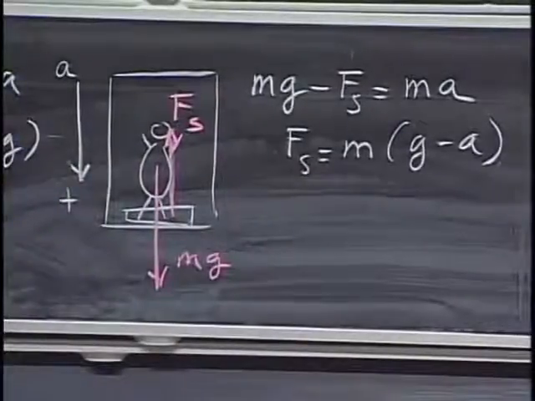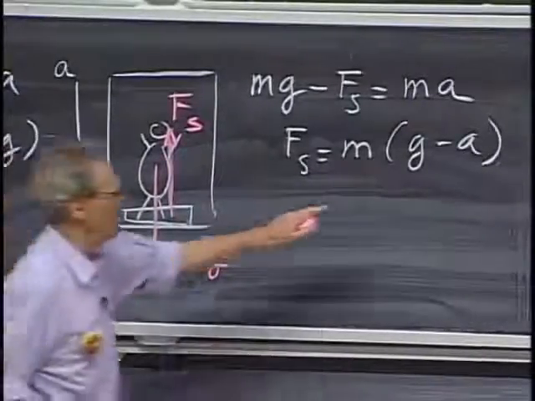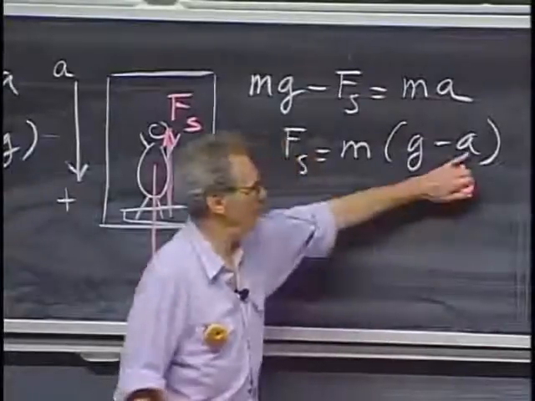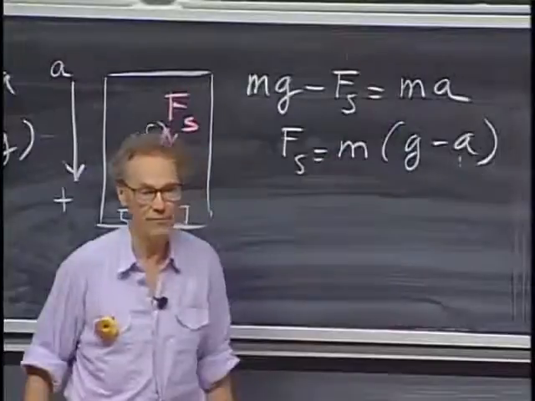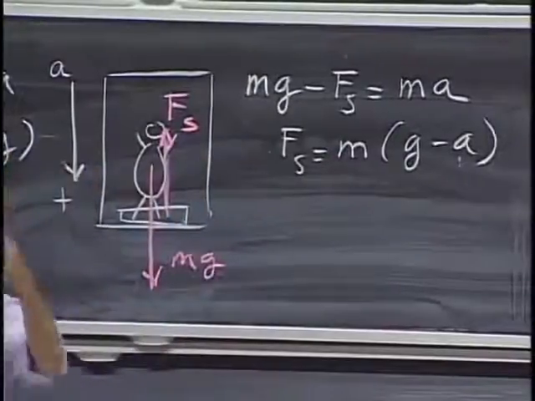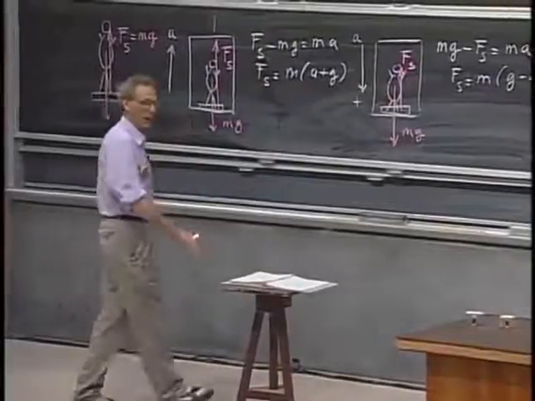This holds for acceleration down, and so I get F of s equals m times (g minus a). This is one way of doing it, and you put in positive values for a. If a is 5 meters per second squared, you get 10 minus 5 is 5. Your weight is half. You've lost weight. Being accelerated down, you've lost weight.